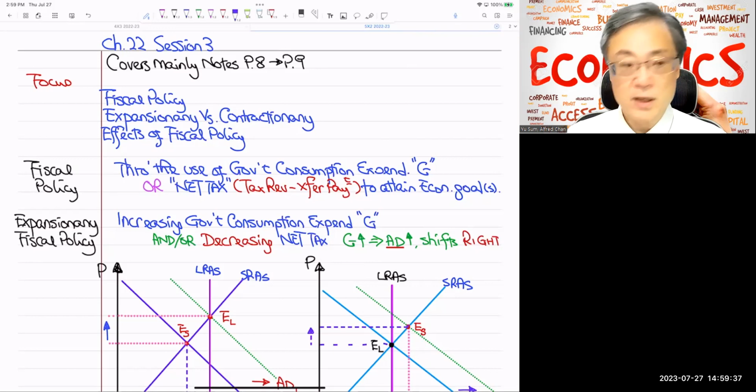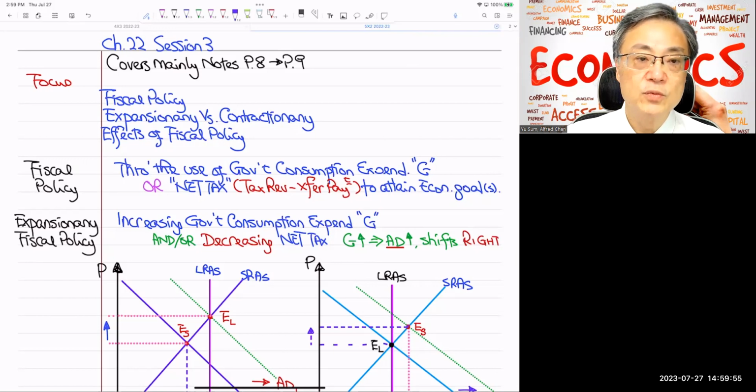Okay, everybody, let's move on to session 3. This session covers mainly Notes page 8 and page 9. I try not to be too greedy. I just want to cover the focus of this session, which will be on fiscal policy.